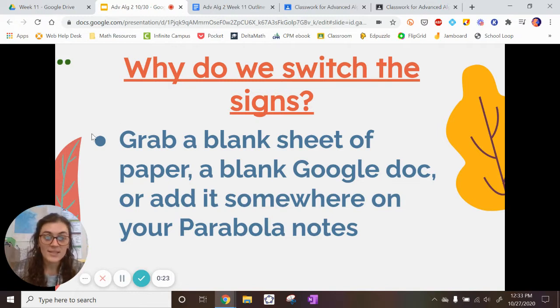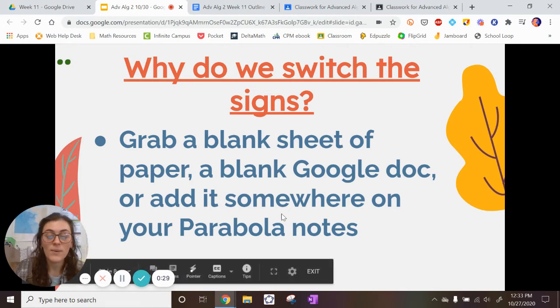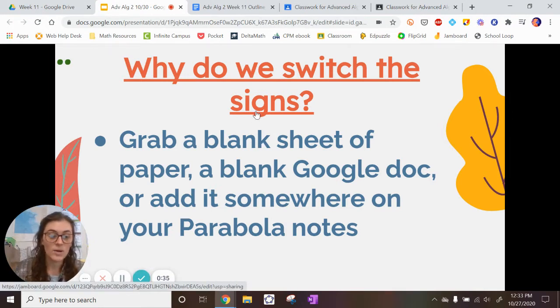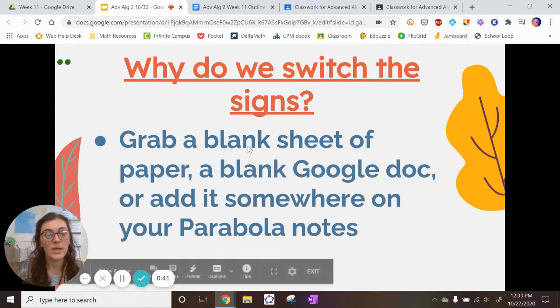If you want to write these notes along with me, you can grab a blank sheet of paper, make a blank Google Doc, or if you have room somewhere on your parabola notes, you can add it there. I also am going to attach the Jamboard that I'm going to work on to Google Classroom. So if you just want to have that as a reference, that works too. But it probably makes sense to have it somewhere that you can access it in your own handwriting. So let's get started.